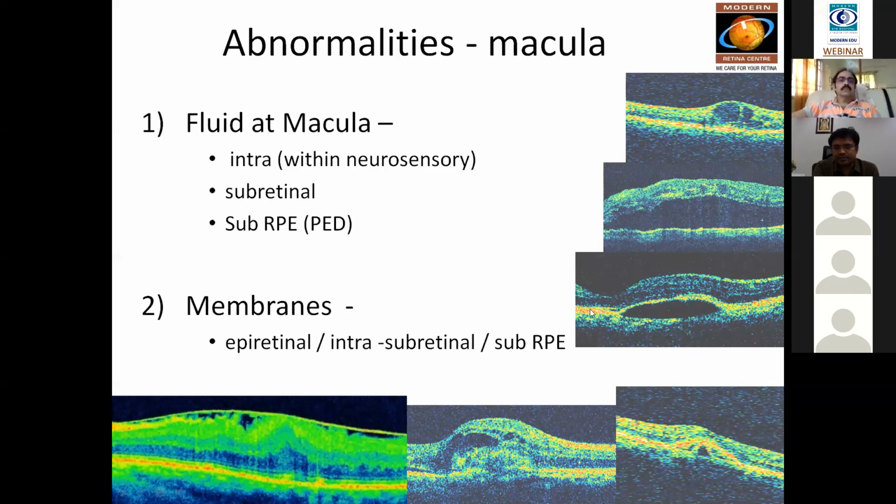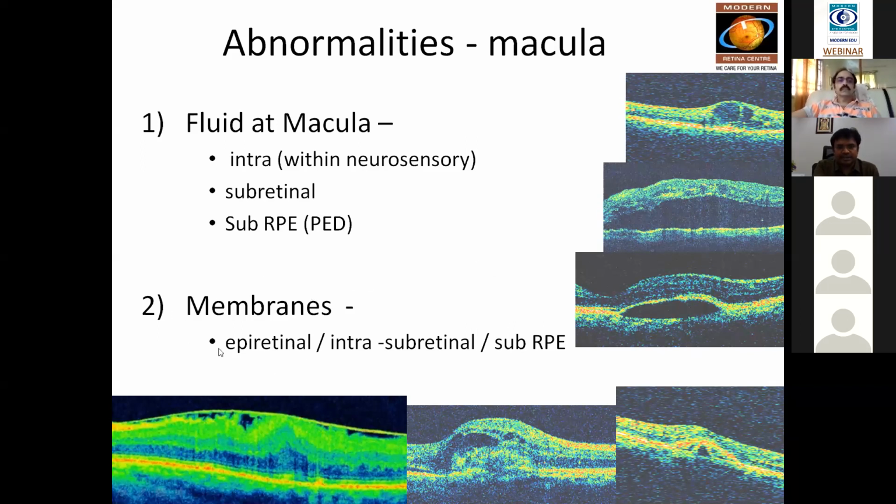Sub-RPE is when the RPE layer itself, this thick red band, is elevated. Whereas in the other two, as you see in the above two pictures, the RPE is intact, and fluid is there between that and the rest of the retinal layers. So here, the RPE itself is elevated and there is fluid in the sub-RPE space. That is nothing but a pigment epithelial detachment. So fluid can be of these three different varieties.